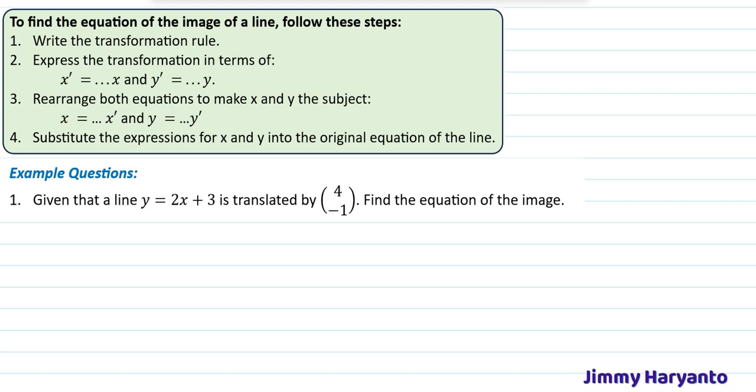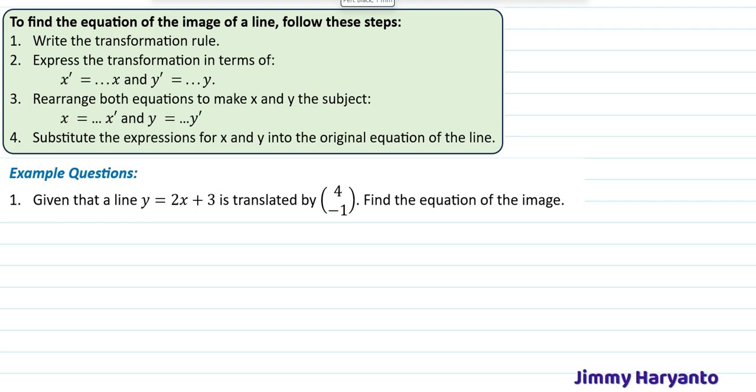So later you will find out what x prime and y prime are in terms of x and also in terms of y. Rearrange both equations to make x and y the subject. That means you have to move the coefficient of x, or maybe the addition and subtraction, to the left hand side, and then you will have x equals to something x prime, and then y equals to something y prime. Substitute the expression for x and y into the original equation of the line.